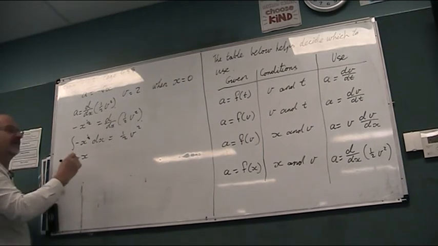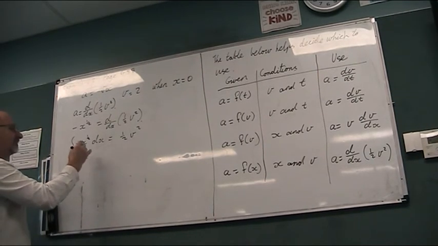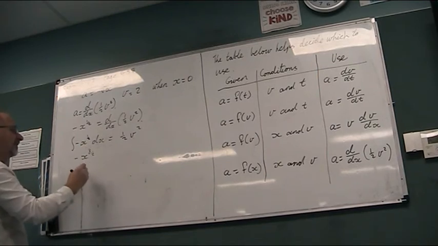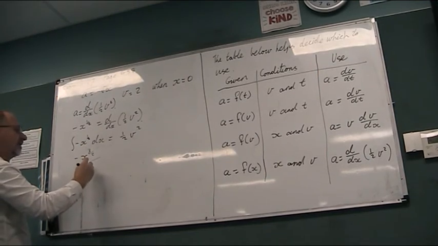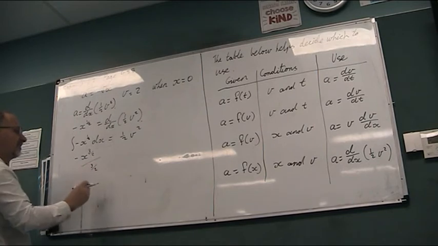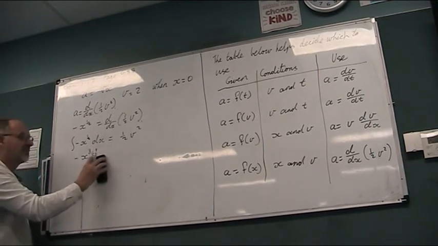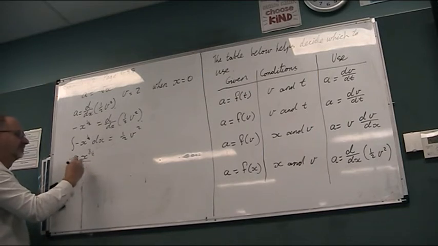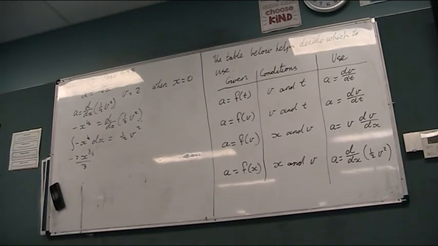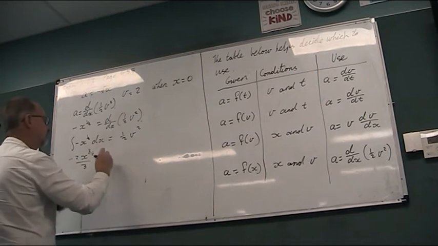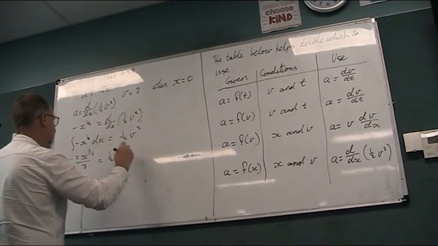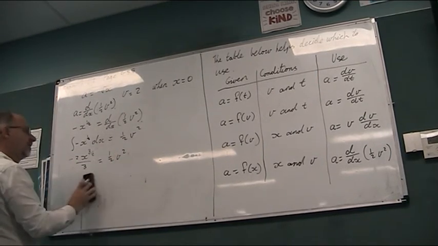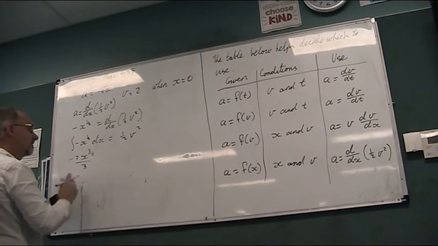Negative x to the 3 on 2, divided by the new power. Divided by a fraction, turn it up, down, multiply, yes? I'll do all of that at once. Yep. Oops, forgotten the constant.